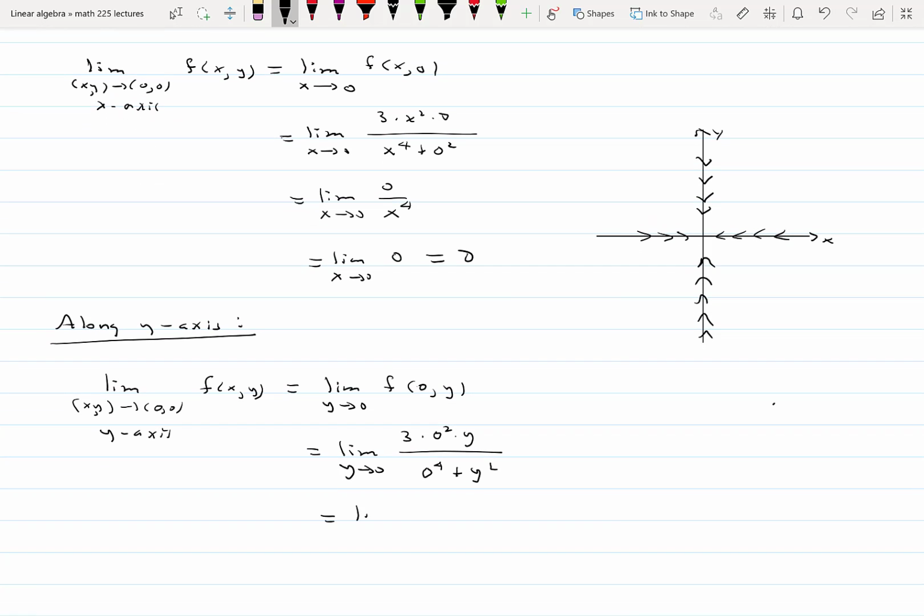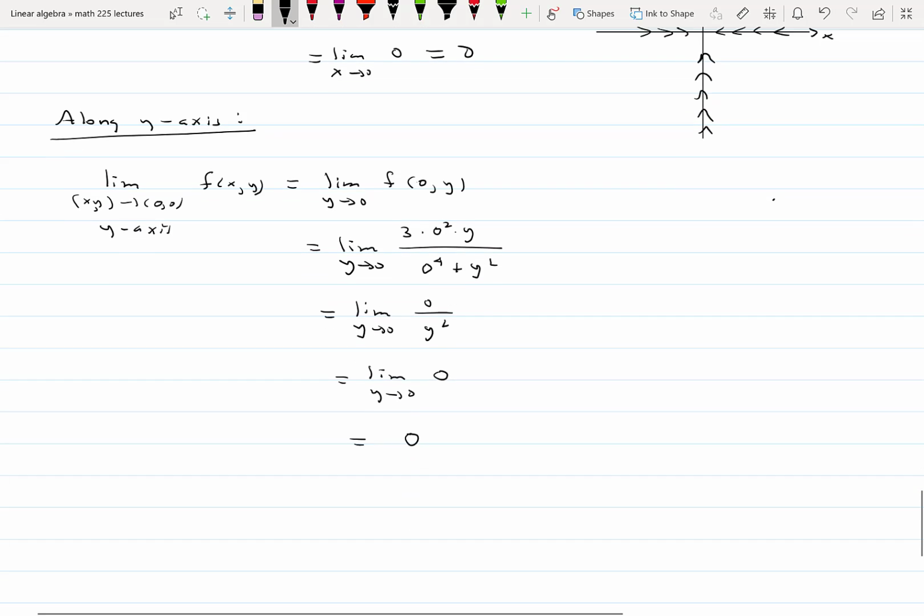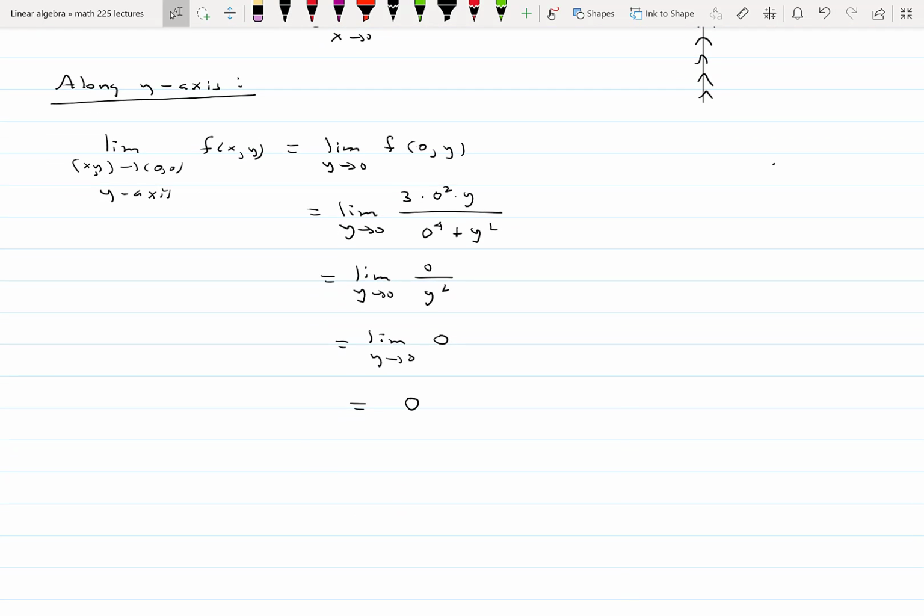So we're looking at the limit as y approaches 0 of 0 over y squared. 0 over y squared is 0 as long as y is not 0, but we're finding the limit as y approaches 0, so it never equals 0. So it's kind of discouraging. We have the same values.